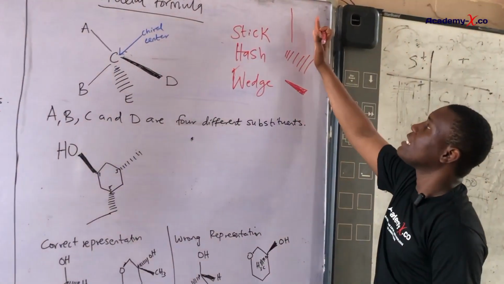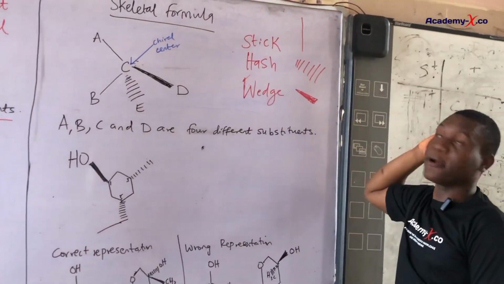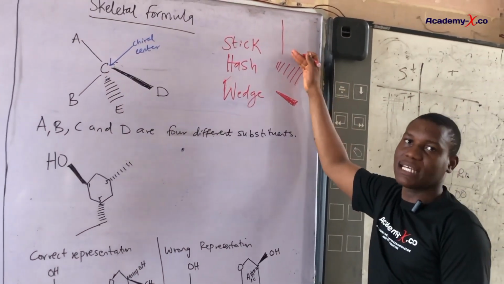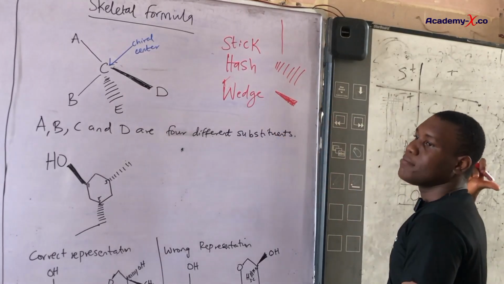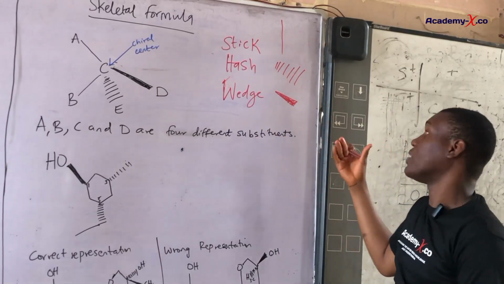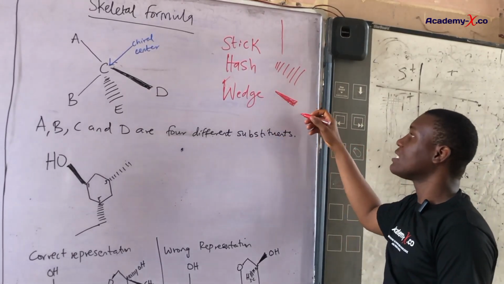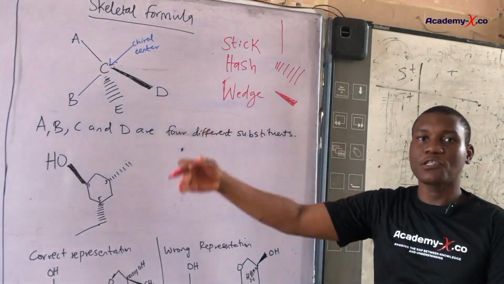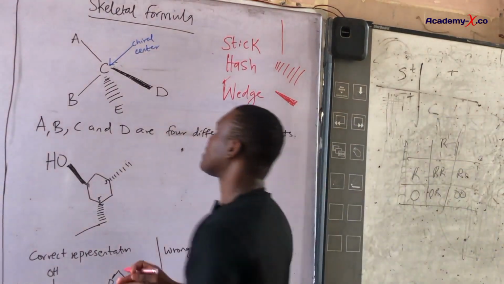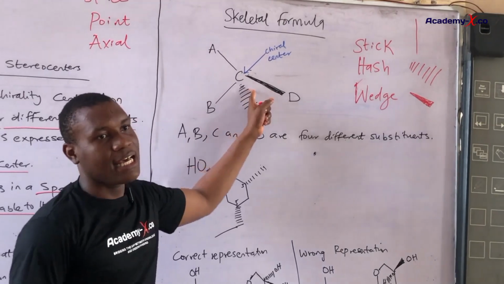We say that the stick is directly on the plane we are drawing. The hash represents substituents that are at the back of the plane we are drawing, and the wedge represents substituents that are in front of the plane we are drawing. So let us look at this stereogenic center.